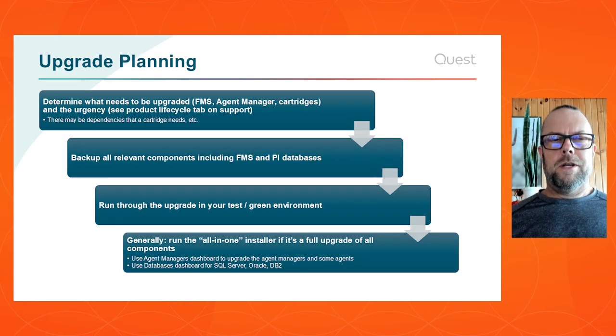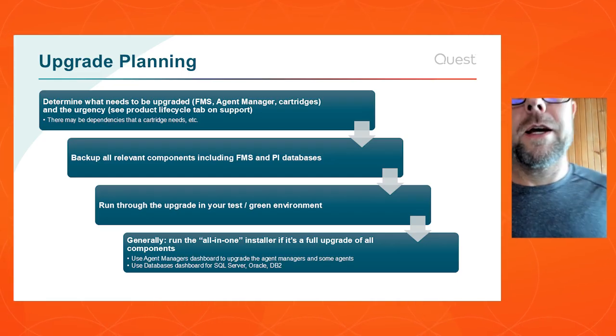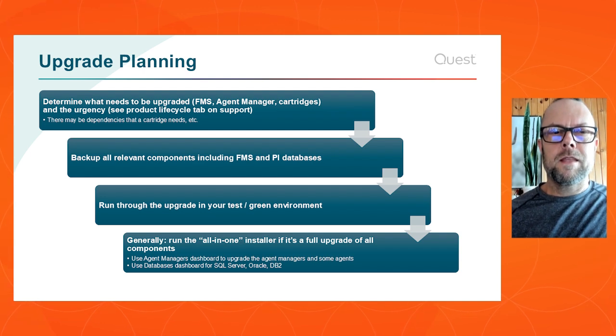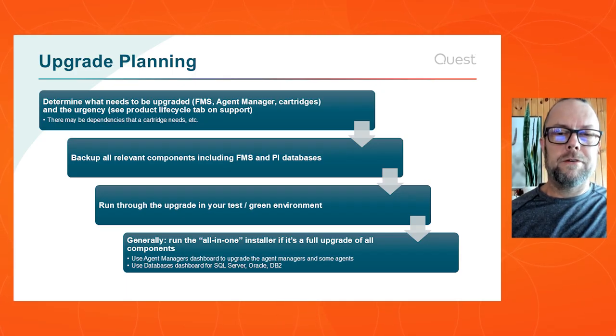And so like I said, we had a more in-depth session on this, but just some basic steps for upgrade planning. What needs to be upgraded? Do we have to do the FMS and or an agent manager and or cartridges? And then the urgency from that product lifecycle tab, that will help dictate your timeline. You want to do a backup, so backup everything, FMS, repository, the performance investigator database or databases. That's always a good idea.